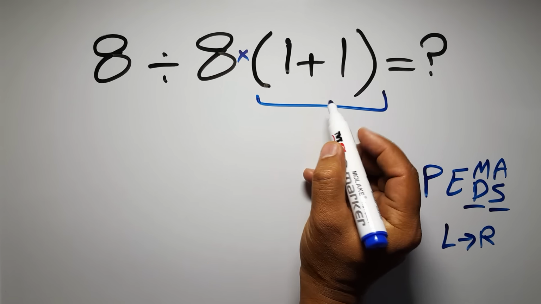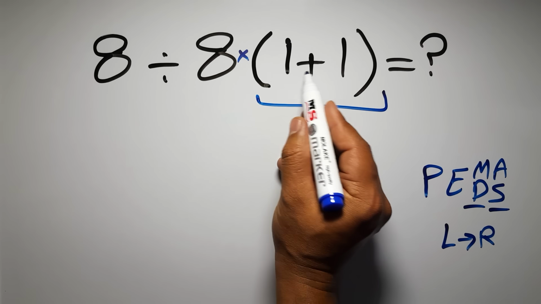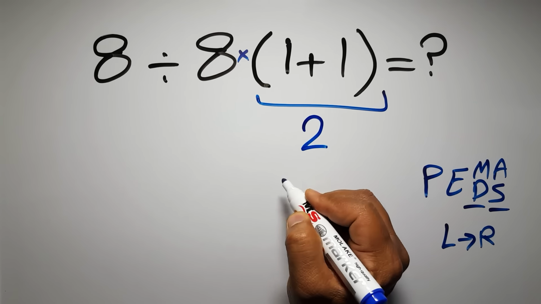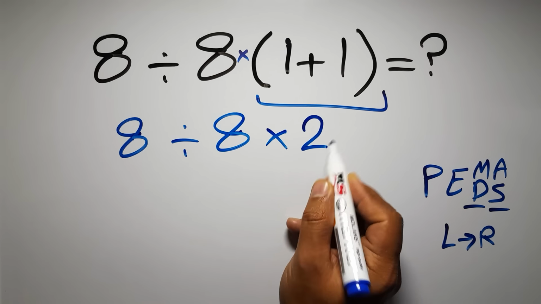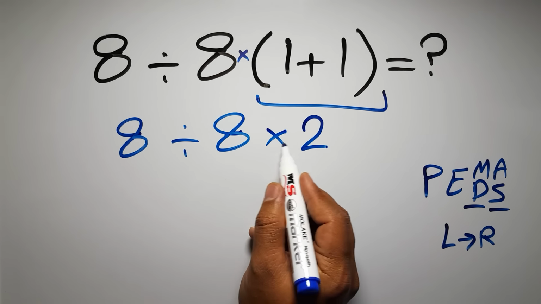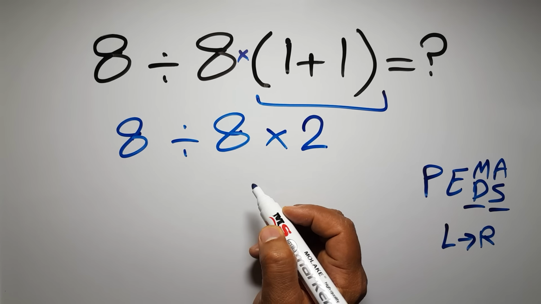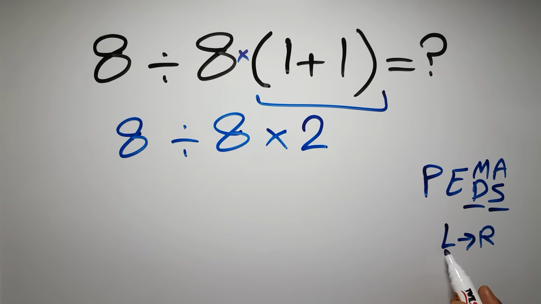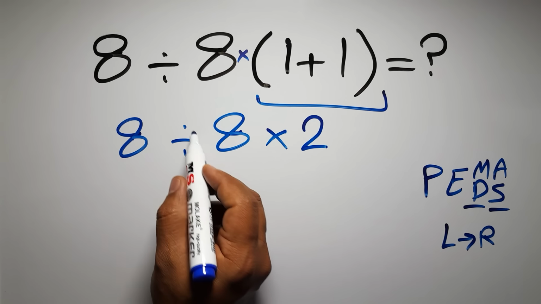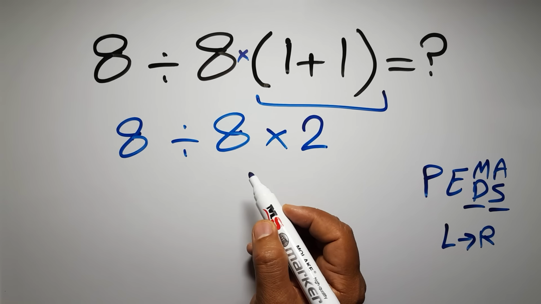So first this parenthesis. Inside this parenthesis, we have 1 plus 1, which equals 2. So 8 divided by 8 times 2. Now we have one division and one multiplication. As I said, multiplication and division have equal priority and we have to work from left to right. So here first we have to do this division, then this multiplication.